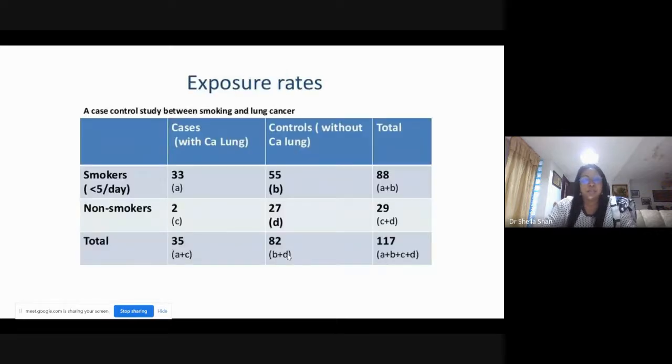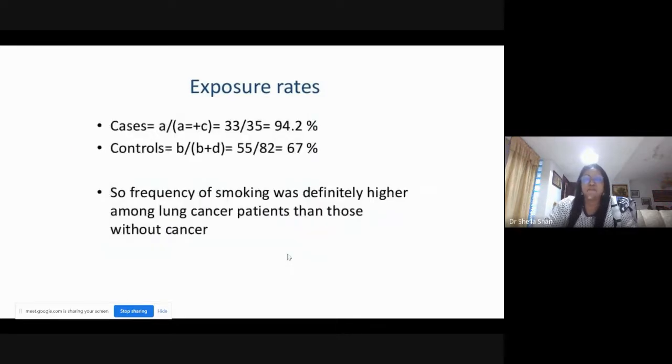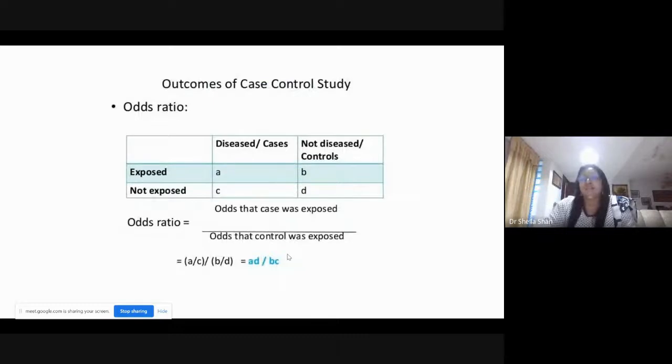Like here, you can find the percentage. Cases with lung cancer, smoker and non-smoker, total 35. Control, smoker and non-smoker, but they do not have lung cancer. So the total sample is 117, with cancer and without cancer. So I can find out the cases, how many percent, control, how many percent. Then I can make a conclusion. The frequency of smoking is definitely higher among lung cancer patients than those without cancer. So this is an interesting case control study.